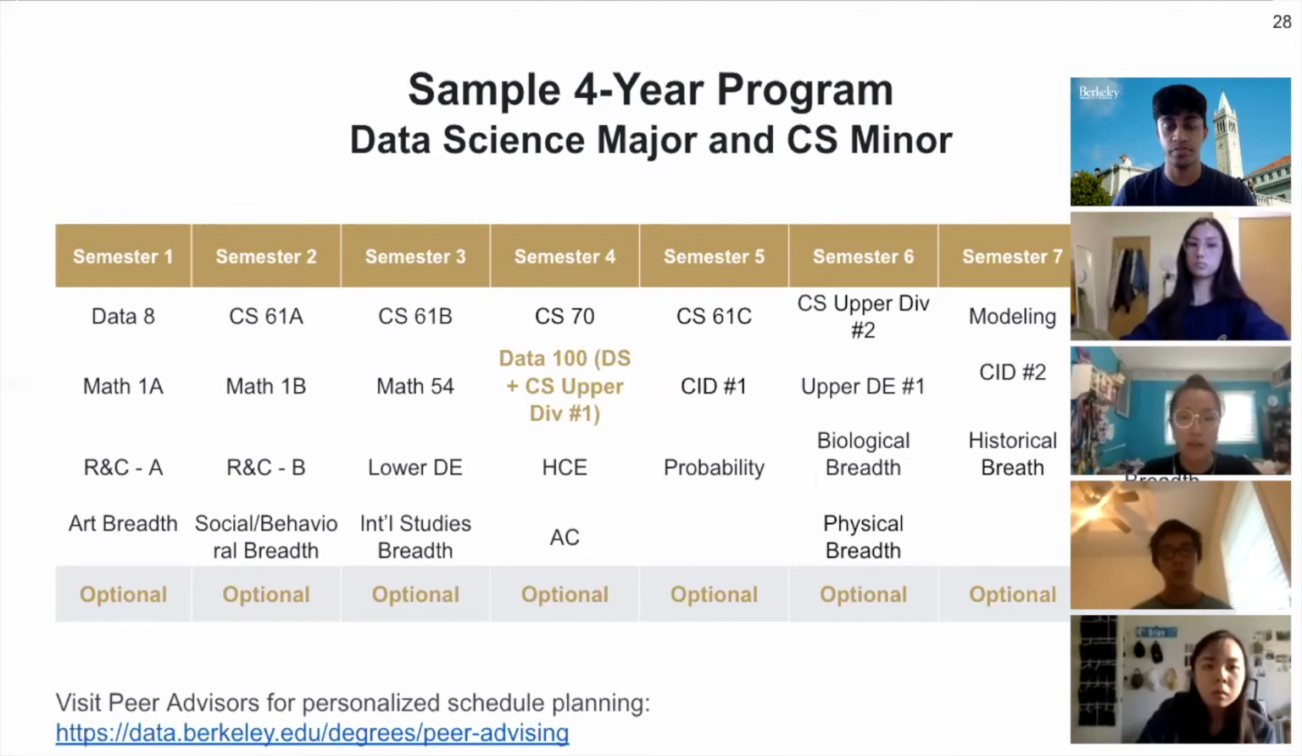Other than that, there's a lot of overlap in the lower division requirements between data science and CS, like Math 1A, Math 1B, CS 61A and CS 61B. There is a small difference, which we'll see in the next slide. And if you're following this 4-year plan, you want to start taking your CIDs probably by your junior year and your first upper division domain emphasis classes also by your junior year, probably the second semester.